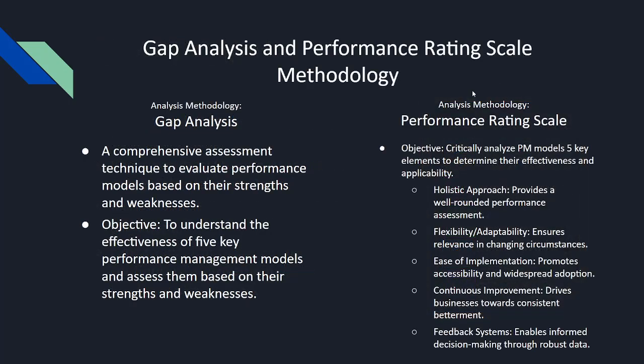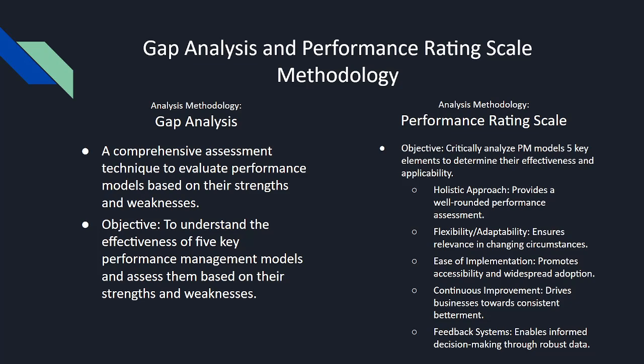All right. So those were our 5 models. Now we're just going to talk about the 2 types of analysis that we are going to complete. So our first one is the gap analysis. It's a comprehensive assessment technique to evaluate performance models based on their strengths and weaknesses. Our objective is to understand the effectiveness of the 5 performance management models and assess them based on each of their strengths and weaknesses. Then we have our performance rating scale. The objective is to critically analyze the 5 models to determine their effectiveness and applicability.